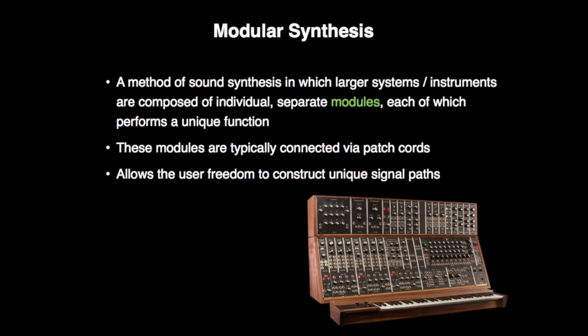So modular synthesis is a method of sound synthesis in which larger systems or larger instruments are composed of individual, separate modules, each of which performs a unique function. And we've talked about this a bit already. On the slide there, you can see the Moog modular synthesizer, and it's built up of each of these individual, separate modules. You can see them on the instrument there. They're all separated by those silver vertical lines. So each of these modules were independent components that would have to be connected to one another using patch cords.